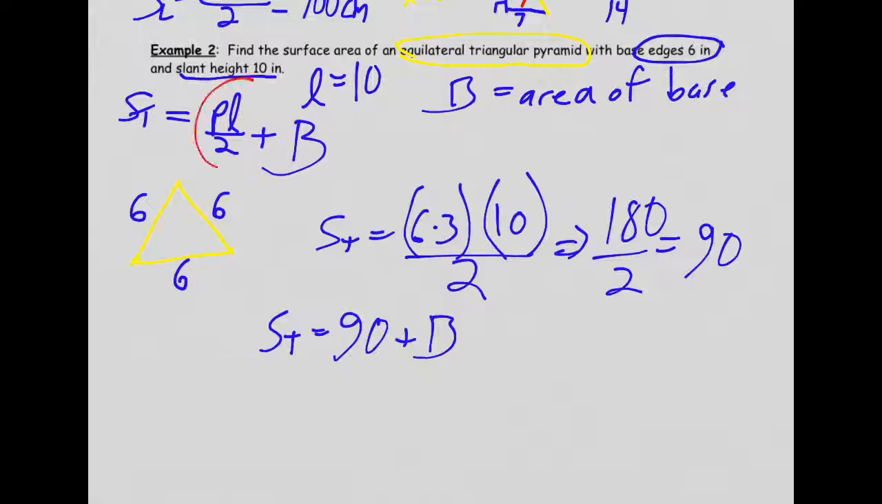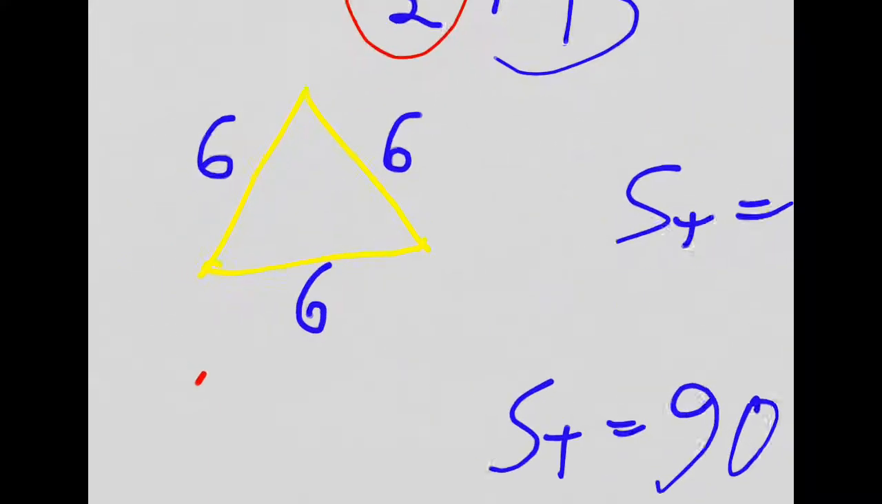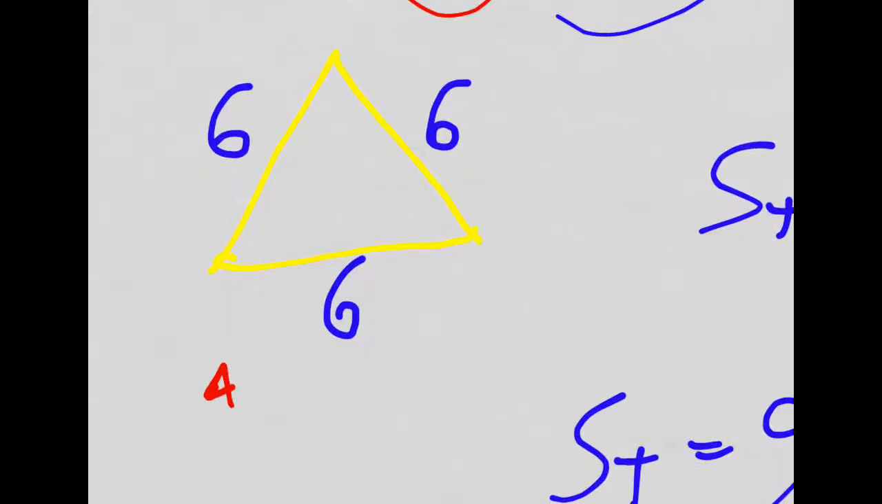Okay, I just realized that's where that came from. Now I got to do my B. So I've got to find the area of the triangle. Area equals 1/2 base times height. Well, I've got my base here. My base is 6. But I need to find out what my height is.